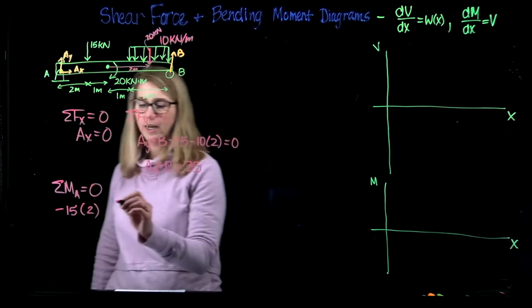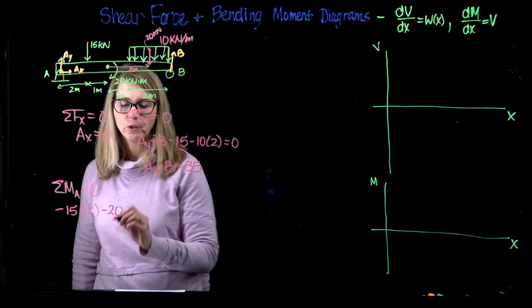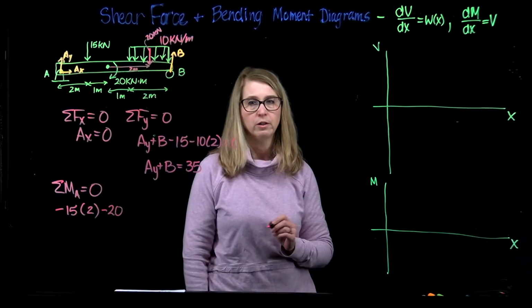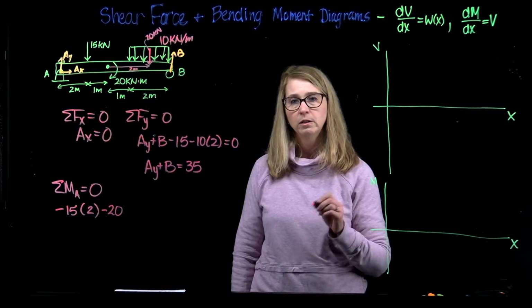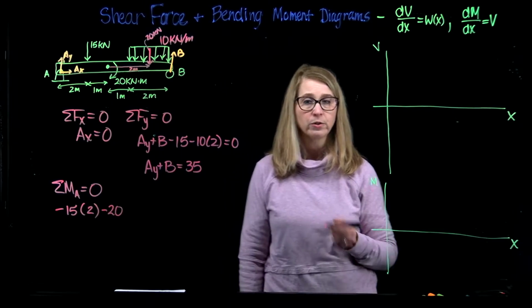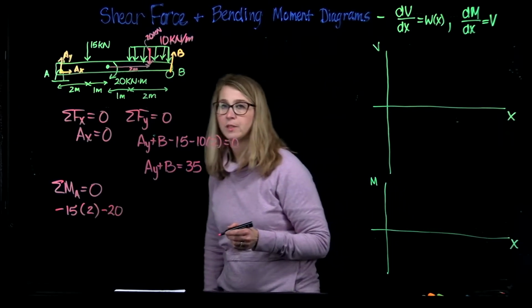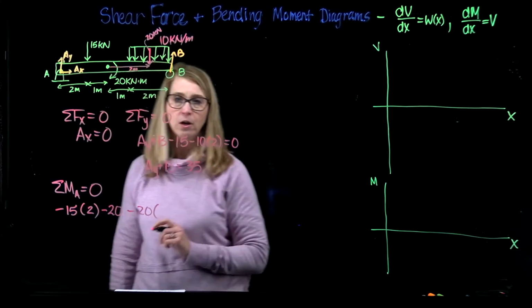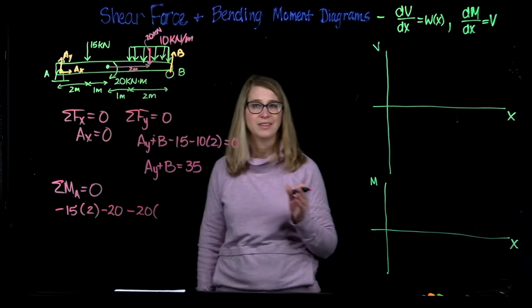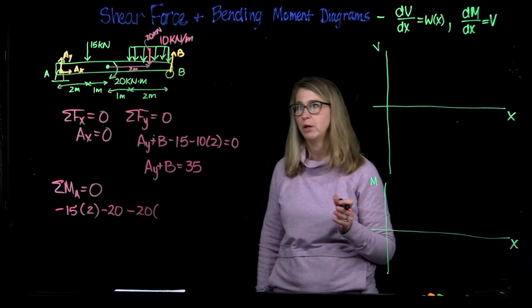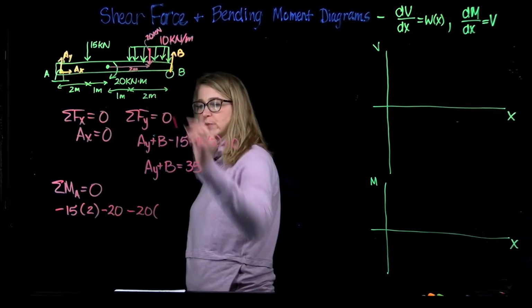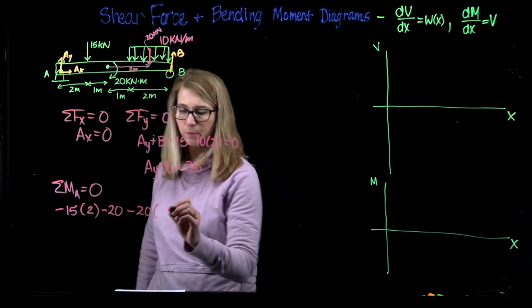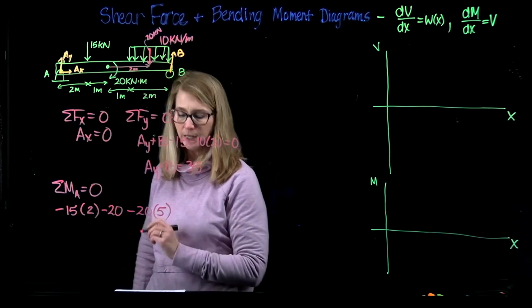The next thing we have is the couple, which is a 20 kilonewton meter moment, and it is clockwise, so that as well is negative. Then we have the force due to the distributed load, which would be placed at the middle of that distributed load. It's 2 meters from the center, and so that's going to end up being 5 meters from point A.